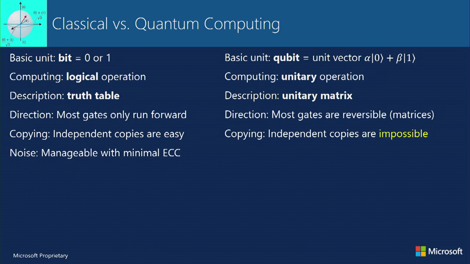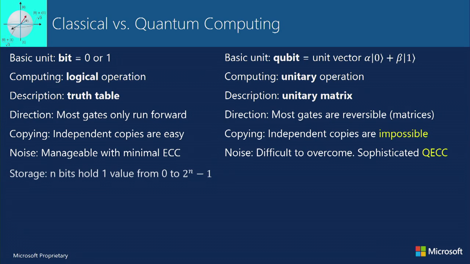Noise: we all know about adding parity bits or Hamming bits. We know how to do error correction classically. The same thing's possible quantumly, but it's very hard. This is a major area of research. There's a lot of work going on, but this is why you need so many physical qubits to make a good logical qubit that's going to survive the noise.